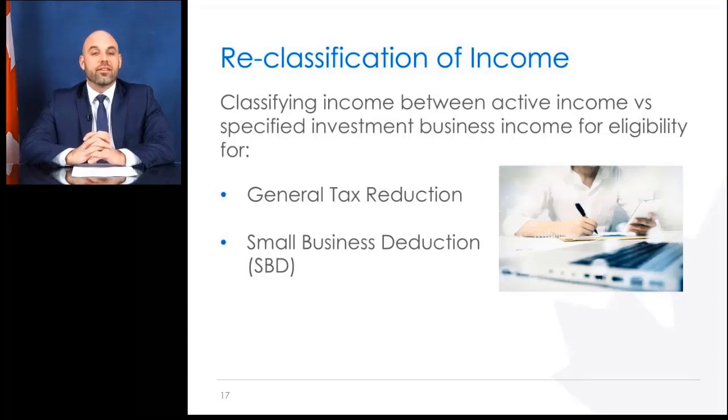Let's review the reclassification of income. General tax reduction, also known as GTR, cannot be used to reduce tax on investment income. Investment income must be correctly identified on the Schedule 7, calculation of investment and active business income of your T2 return, to ensure the general tax reduction is calculated correctly.